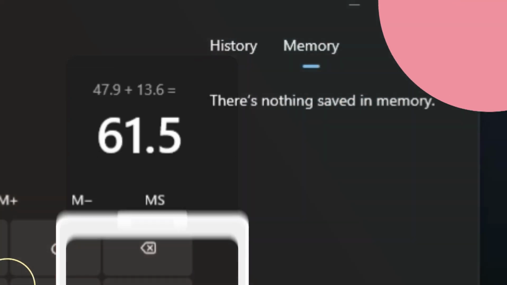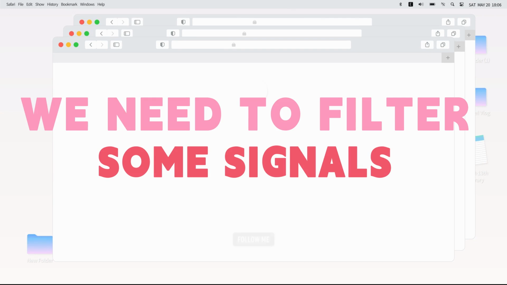To make the best trading decisions, we'll need to filter out these false signals.